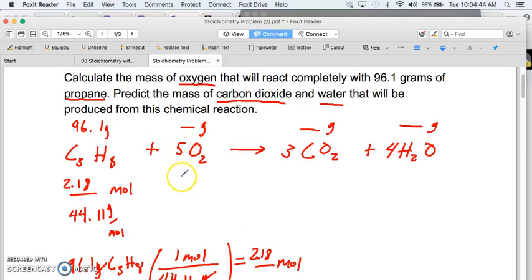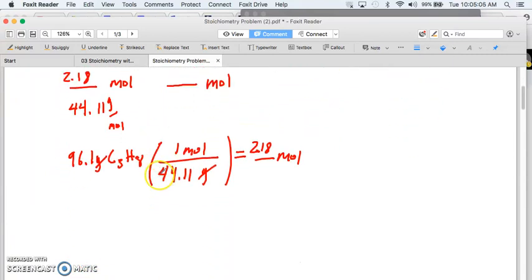We can't do that directly. We have to go through moles. Moles is the middleman of chemistry. So we've got 2.18 moles here, and we have to use a concept called the mole-to-mole ratio. It's not going to be 2.18 right here, okay? Because for every one of these, 5 of these react with it. So we need to use the mole-to-mole ratio.